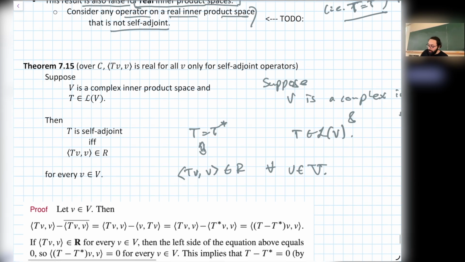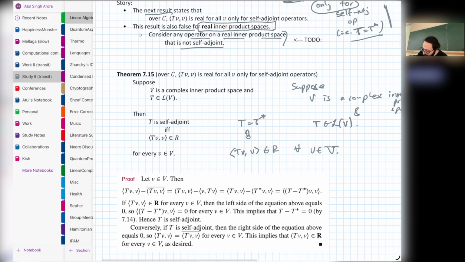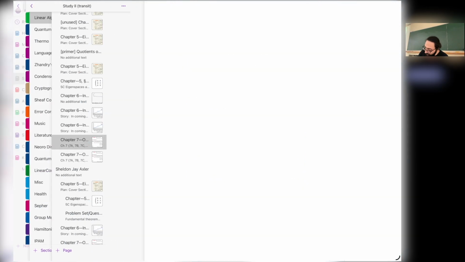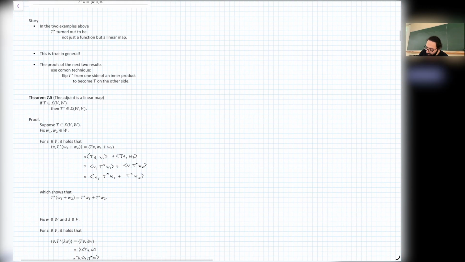All right. So let's see how one would prove this. Oh shoot, I don't have the proof properly written in this one. Give me a second. With what statement were we on? 7.15. See, 7.15.